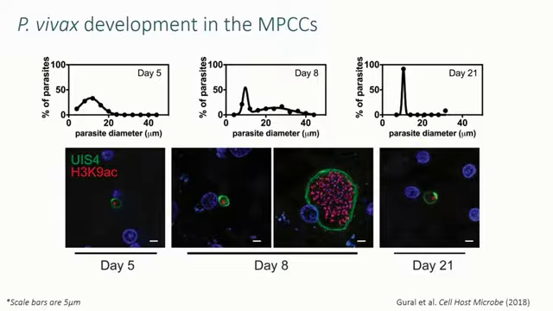Okay, so using this in vitro system, we have characterized the development of these P. vivax parasites. Here we can see hypnozoites and developing schizonts at 3 different time points. At day 8 post-infection, we can observe clearly 2 populations, big and small parasites. And at day 21 post-infection, mainly 1 population of small parasites.